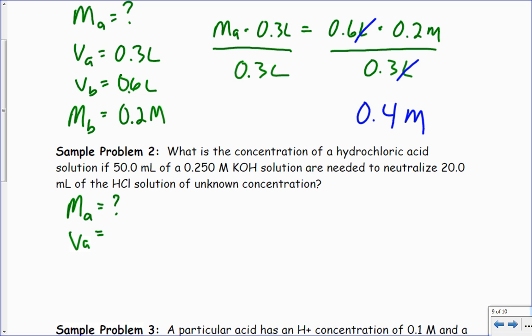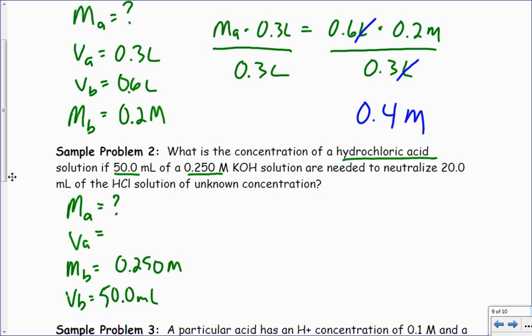Okay, so here's where we got to do some reading, right? What is the concentration of hydrochloric acid in a solution if I have 50 mils of 0.25 molar KOH? So KOH is the base. I know it because of the OH. So I'm given the molarity of my base is 0.250. The volume of my base is 50 milliliters out of the burette, and it neutralized 20 milliliters of the acid.